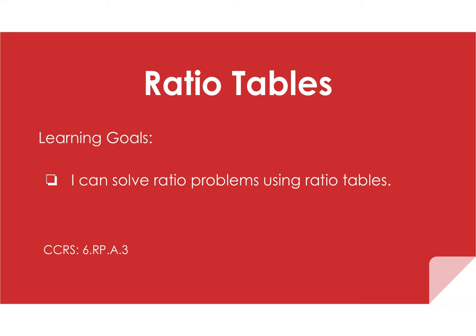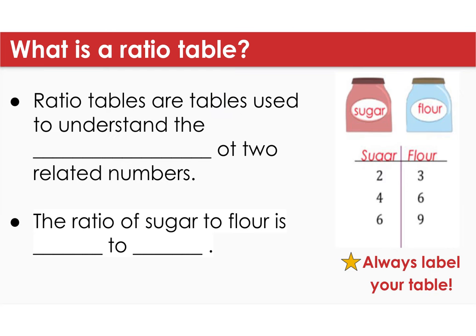Continuing with ratios, we're looking at ratio tables today. What is a ratio table? Ratio tables are tables used to understand the equivalence of two related numbers. On the right, I have a table of sugar to flour, which we've discussed several times.